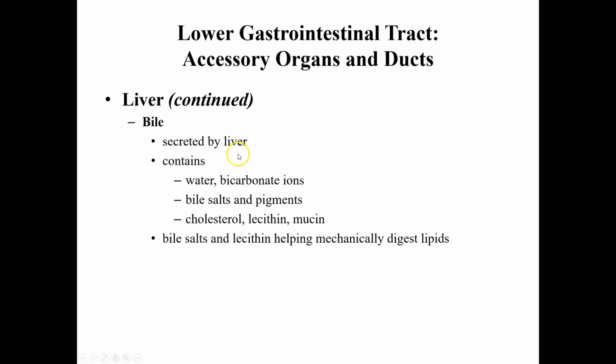Bile is produced by the liver, but it is going to be stored in the gallbladder. Bile itself contains mainly water, bicarbonate, which helps to increase the pH, bile salts, which help to break down fats through a process called emulsification, cholesterol, which is a significant portion of bile, mucin, and lecithin.